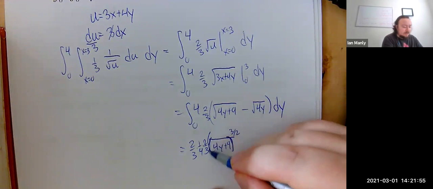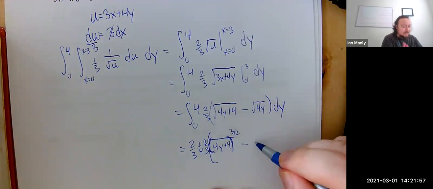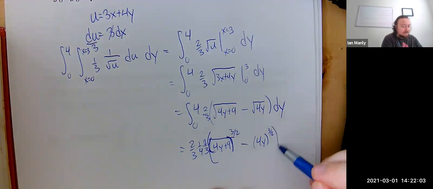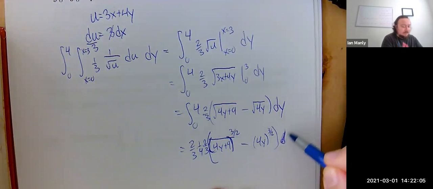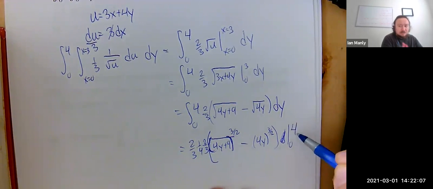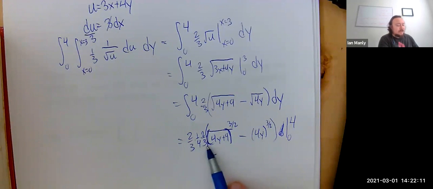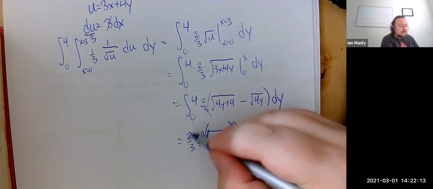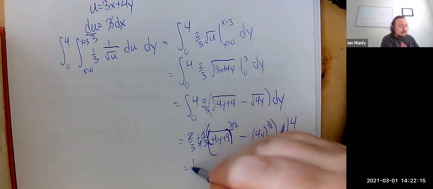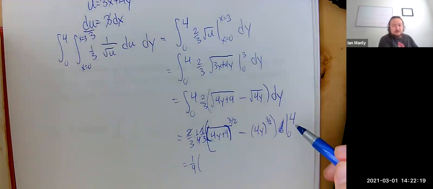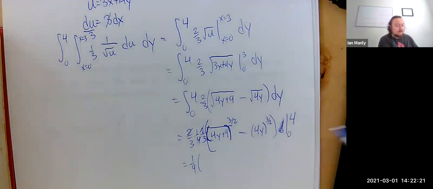So all of this stuff is going to be times here, and then we have 4y to the 3/2, and I have the same stuff happening there. And this will be from 0 to 4. All right, so if I have some fun with fractions and cancel these out, we end up with 1/9. And then now I'm going to plug in 4 in for here.